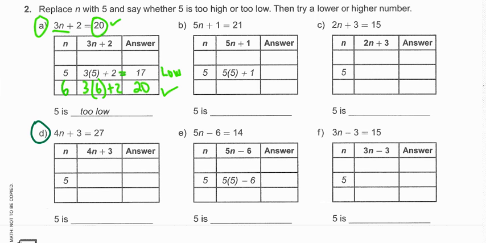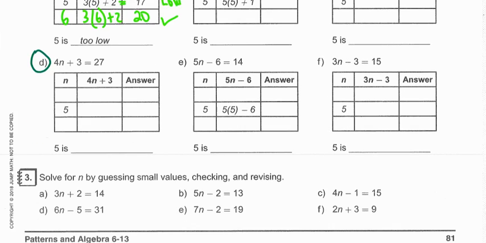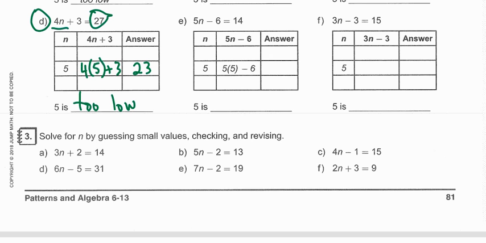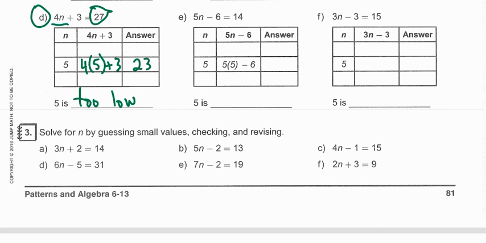Let's look at D. So for this one, let's put a 5 in for n. So it's going to go 4 times 5 plus 3. Well, 4 times 5 is 20, plus 3 is 23. Well, 23 is too low, so 5 is too low. Okay, so we're going to then try 6.